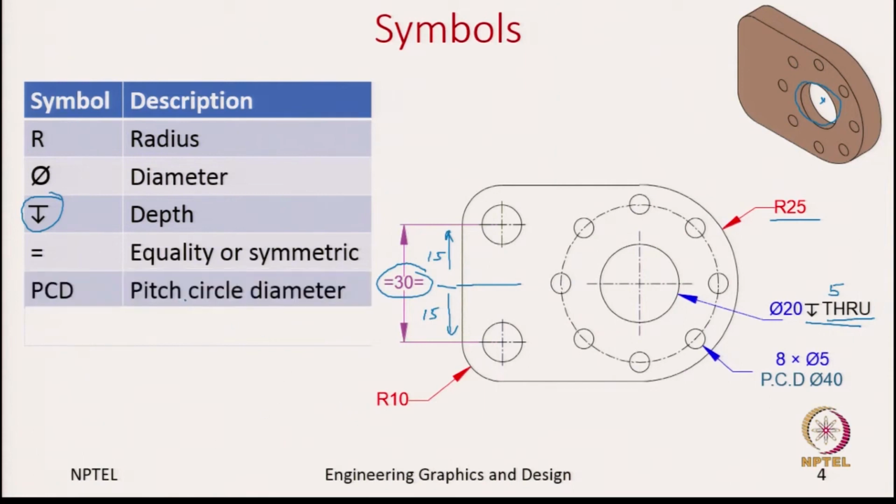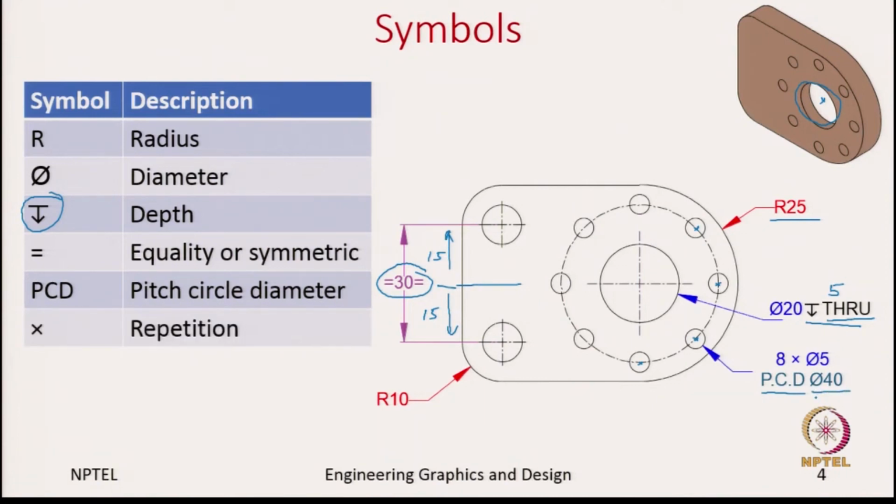Similarly, the pitch circle diameter. When you connect all these centers, we notice that they all fall on a circle, and this circle is what we are calling the pitch circle diameter. So, we use PCD to represent a pitch circle diameter, and here we are mentioning that this pitch circle diameter is 40 units. So, the diameter is 40 units.